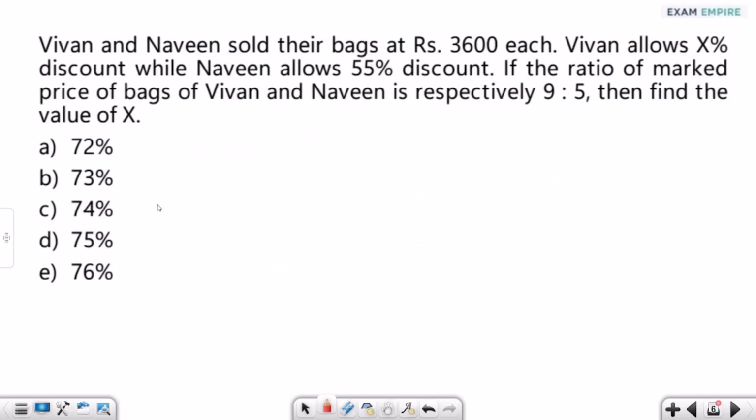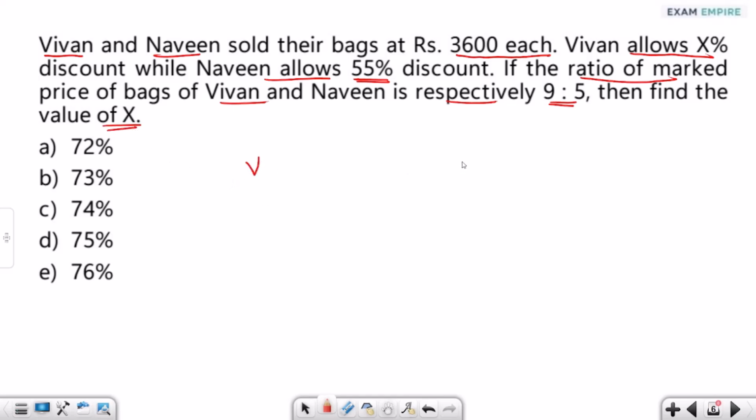Next one. Pause the video and try to solve it by yourself. Okay, now let's solve this particular one. Vivan and Naveen sold their bags at 3,600 each. Vivan allows X% discount while Naveen allows 55% discount. If the ratio of marked prices of Vivan and Naveen is respectively 9:5, then find the value of X.